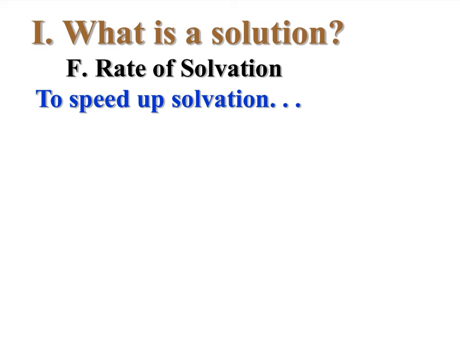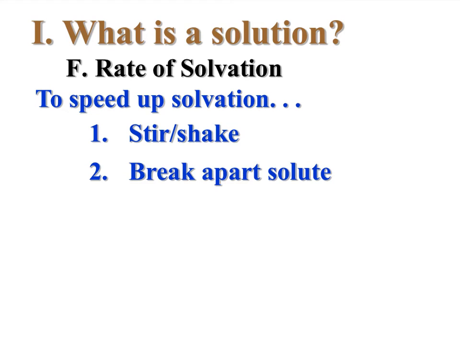How do we speed up solvation? Well, I mean, this is the third time we've said it. Stir and shake it. Break apart the solute. Heat the solvent. So those are your three. Increase surface area. Increase the solute contact with the solvent, or solvent contact with the solute. And increase the heat. As you increase heat, you increase the solvent going into solution.